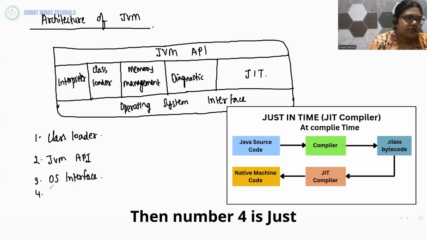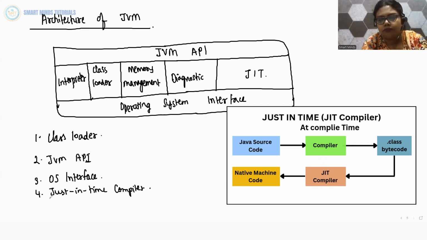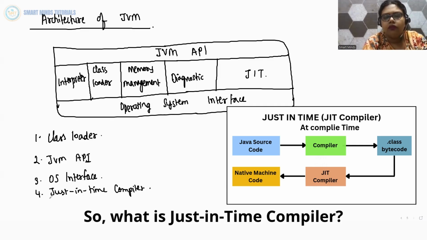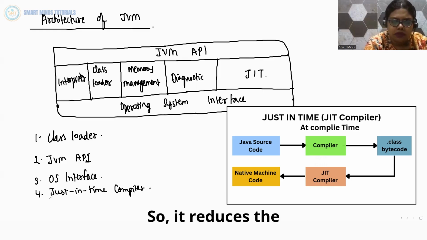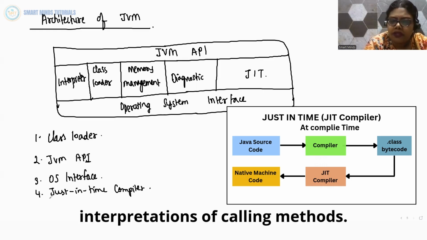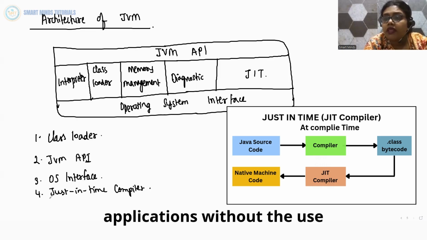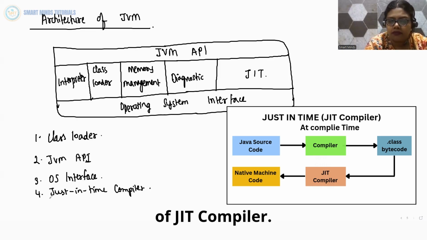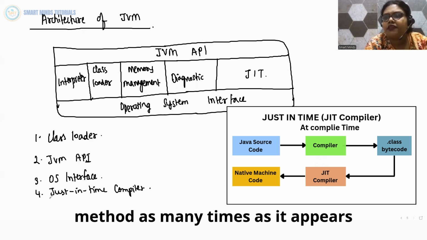Then number four is just-in-time compiler. So what is just-in-time compiler? That is also known as JIT compiler. It reduces the interpretations of calling methods, thereby enhancing the performance of Java applications. Without the use of JIT compiler, the JVM has to interpret a method as many times as it appears in a program.